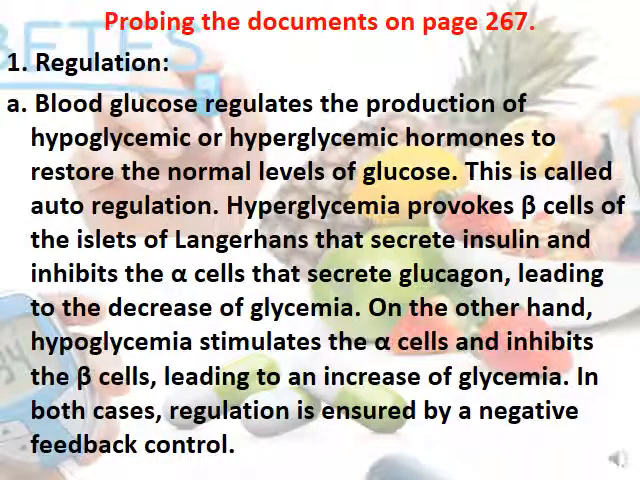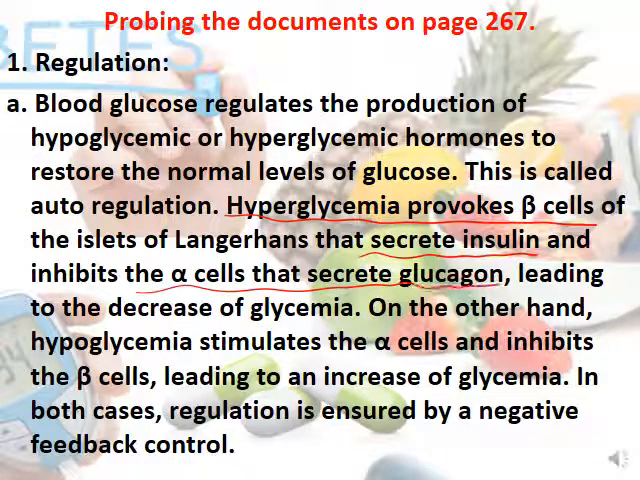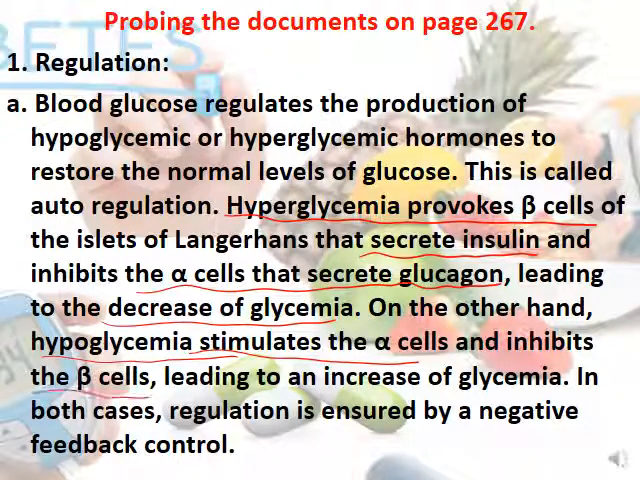So for part 1, talking about the regulation, we said that blood glucose regulates the production of hypoglycemic and hyperglycemic hormones to restore the normal values of glucose. This is called autoregulation. Hyperglycemia provokes the beta cells of the islets of Langerhans that secrete insulin and inhibit the alpha cells that secrete glucagon, leading to the decrease of glycemia. While on the other hand, hypoglycemia stimulates the alpha cells and inhibits those of beta, leading to the increase in the level of glycemia. In both cases, regulation is ensured by negative feedback.